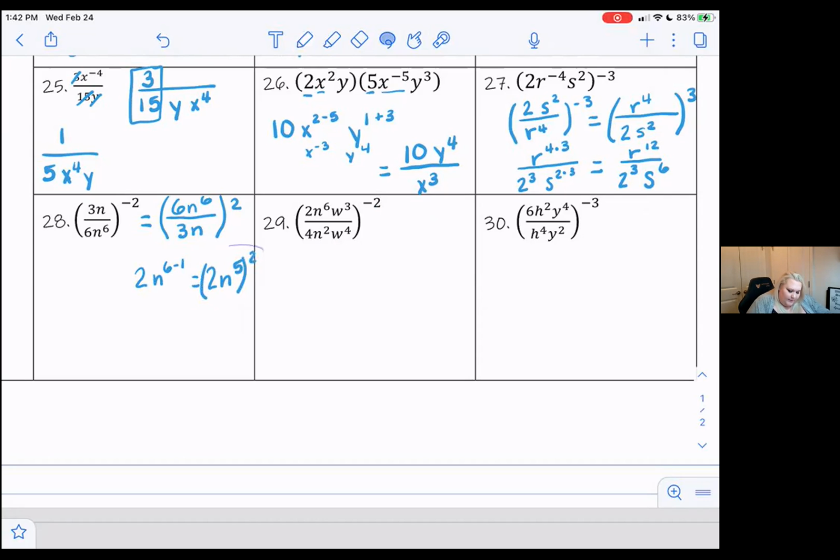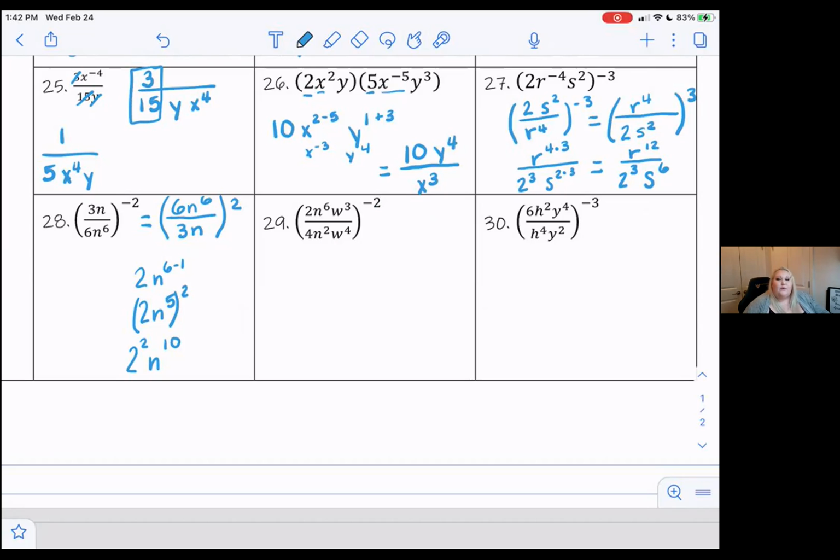Let's move that down a little bit, so we've got a little bit more room here. So all of that's being squared. So now I need to distribute the 2. So I get 2 squared times n to the 10th because I did 5 times 2.